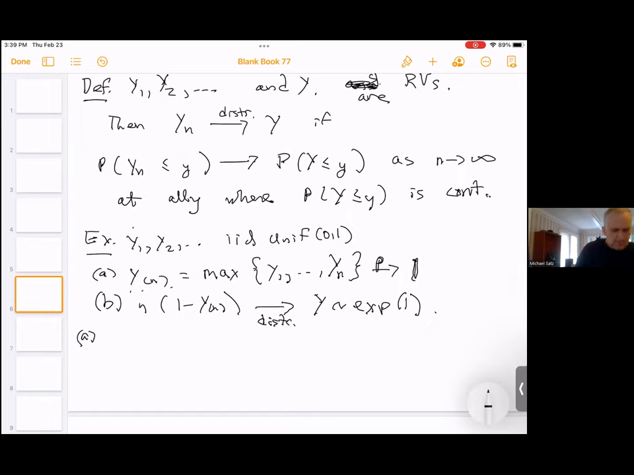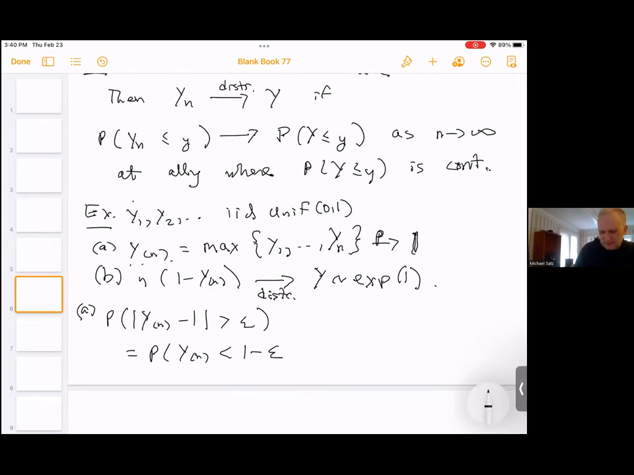For A, I go to my definition. I need the probability that the max of the first n minus 1 is greater than epsilon. When will this be true? If Yn is more than epsilon less than 1, since Yn can't be bigger than 1. So this is the same as the probability Yn, I don't need the absolute values now, is less than 1 minus epsilon. Maybe I'd need the equality sign. It doesn't really matter because it's a uniform distribution, but if you want, we could put it in here.